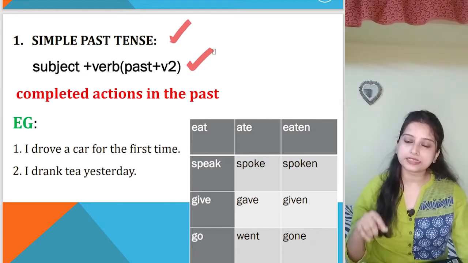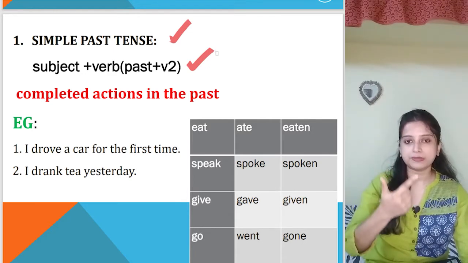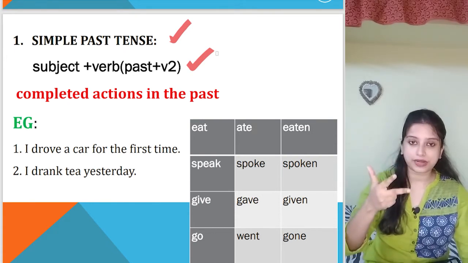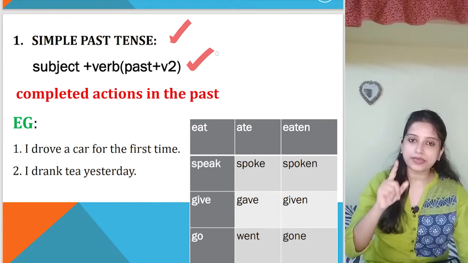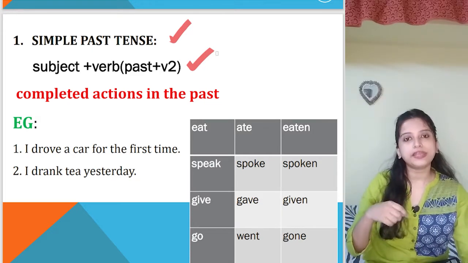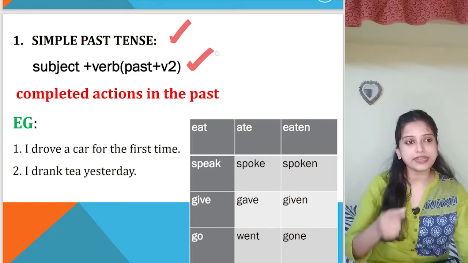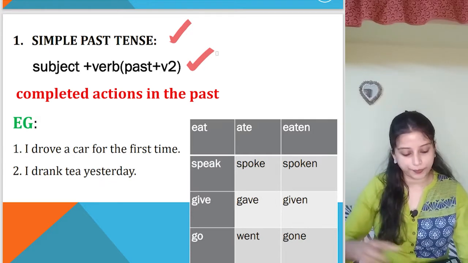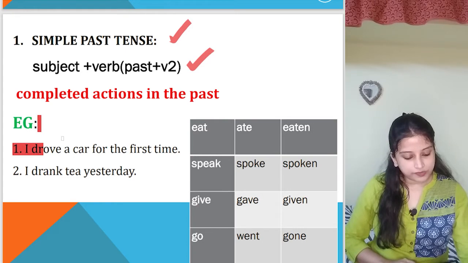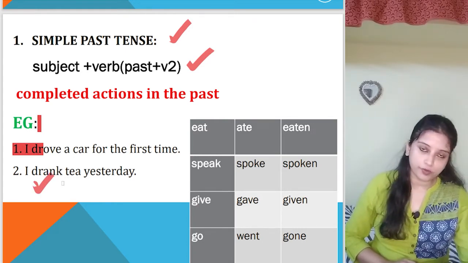Just like in the last class I told you, verb first form, verb second form, verb third form. Sing, sang, sung. The participle form is the third one. So in the same way here we will use the second form of the verb. That means if I have to write in simple past tense, I will just write sang. I sang the song. So for example, I drove a car for the first time. Drove is the word over here. I drank tea. So drank is the past form of the verb.